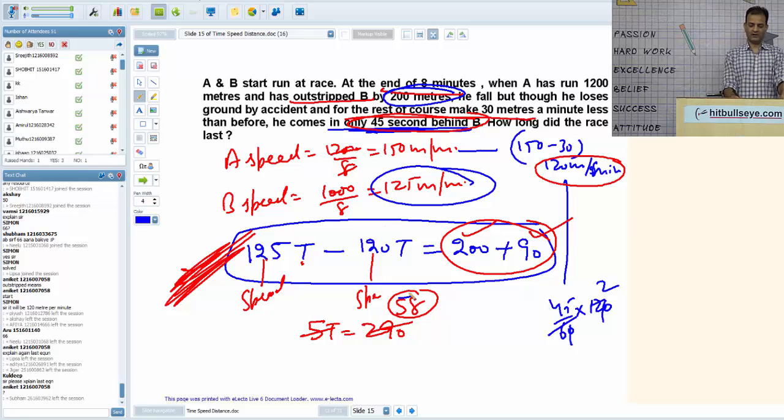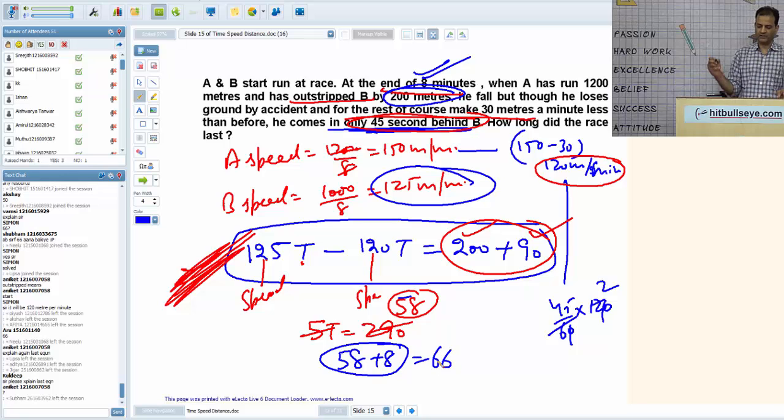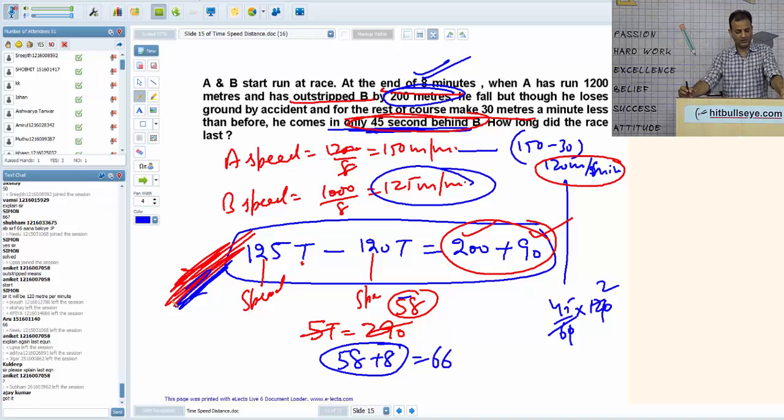This 58 is what they have covered after the fall. That means the total race lasts for 58 plus 8. The 8 minutes they initially ran. That means the total race lasts for 66 minutes. This is a very important equation. In one line you can solve the question, friends. 125 into T, speed into time is distance, minus 120 into T, and B has covered 200 plus 90 because initially he was 200 meters behind. So B has covered those 200 plus 90. This 90 is because in 45 seconds A will run 45 by 60 into 120, because A's speed is 120.